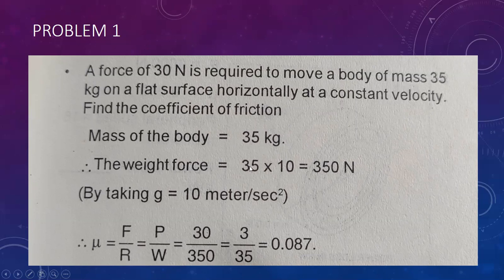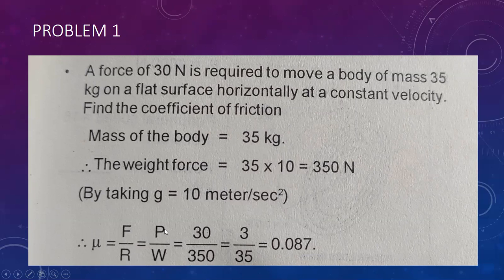So the weight is W equal to M into G. M is 35, and G, the acceleration due to gravity, is 9.8. You can take it as approximately 10 meter per second square. 35 into 10 is 350 Newton. So that will be the weight. So what is mu? Mu, as you already know, is the coefficient of friction, equal to F by R. What is F?